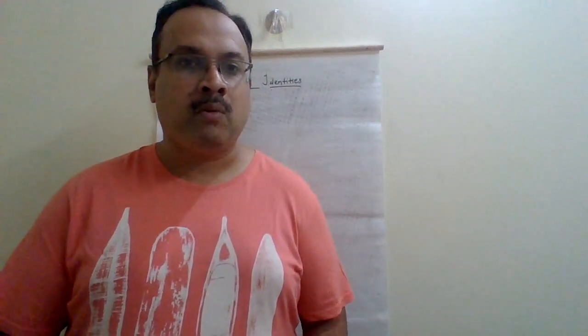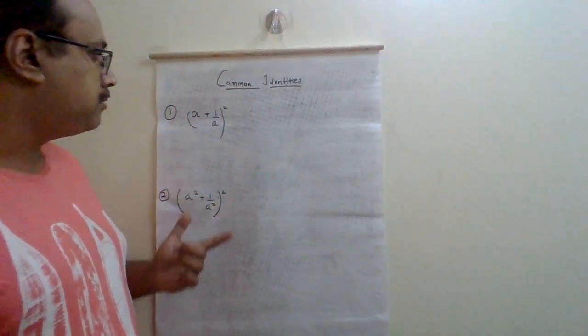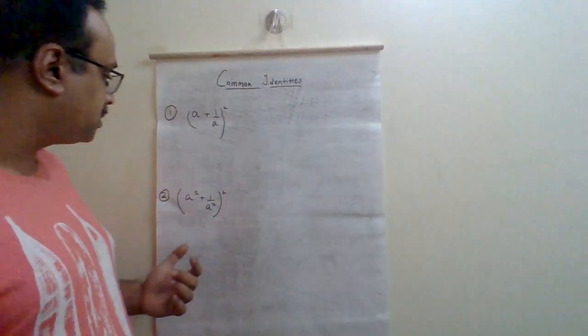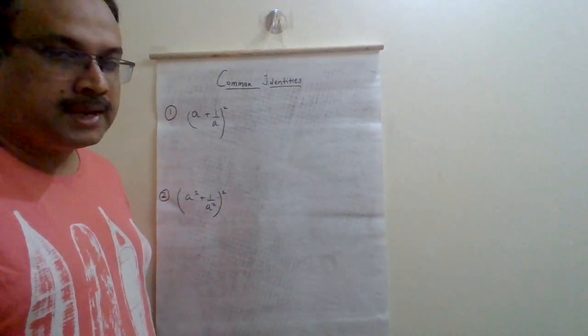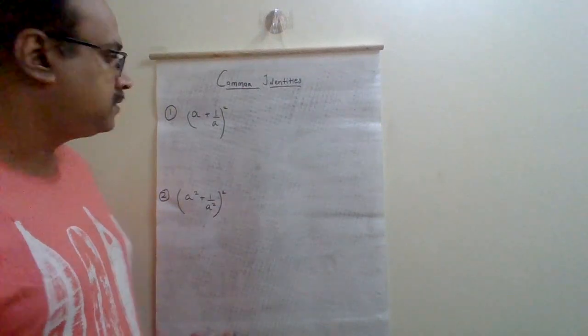Onto the board, guys. Here what I've done is basically I put it in a fraction form, like a plus 1 by a the whole squared and a squared plus 1 by a squared the whole squared. So let us go ahead and solve these problems, right?